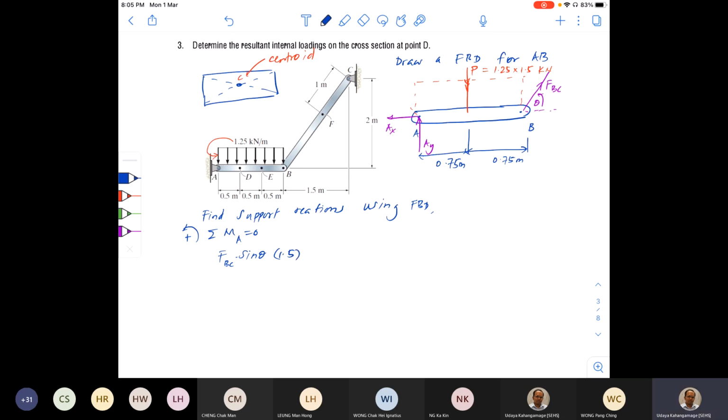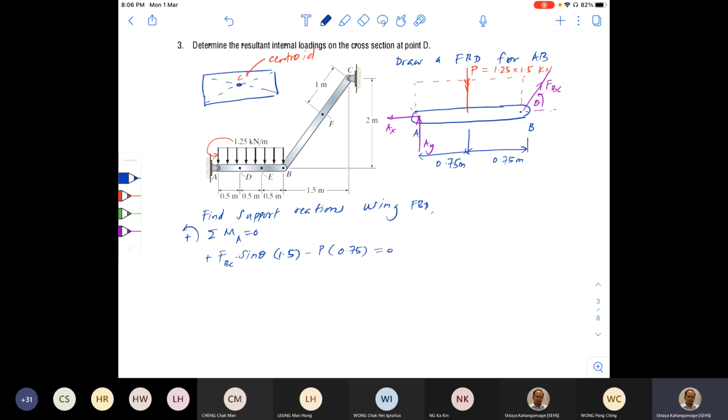Okay. Is it a positive moment or negative moment? Around A, it's a positive moment, right? Therefore, it is positive. Okay. Then take P. P is going to create a clockwise moment. So therefore, it is negative. So P times the distance, which is 0.75. Any other forces? No others, right? Therefore, this is equal to 0.